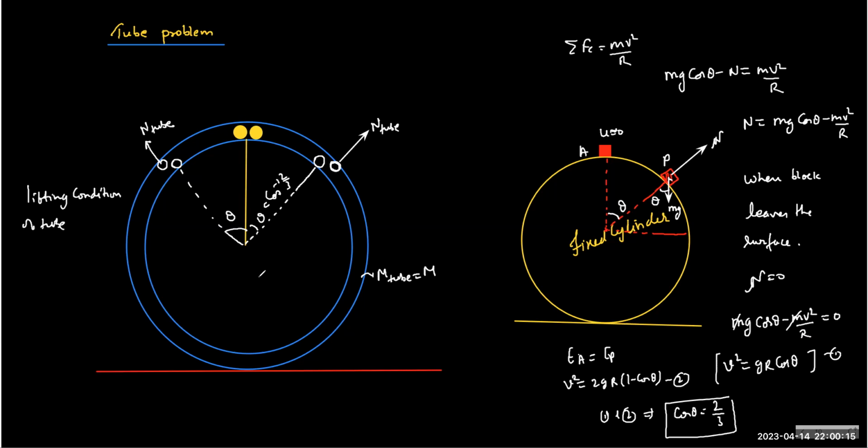Let's say it makes some angle alpha. We don't take theta because this will happen at some other angle. So at some angle alpha, it will lift the tube also. So the lifting condition is 2N cos alpha is Mg. Okay.